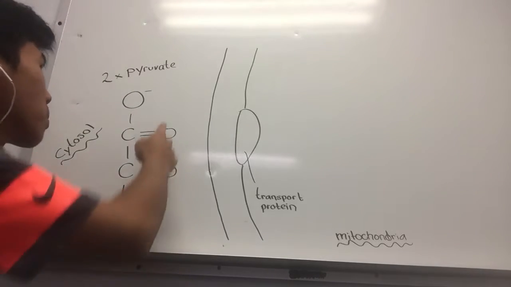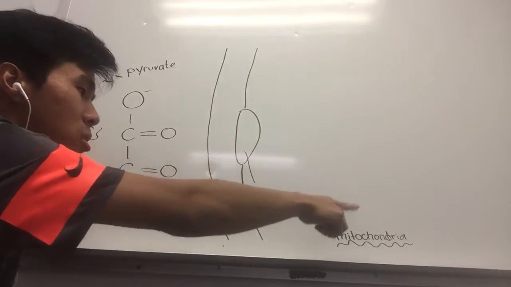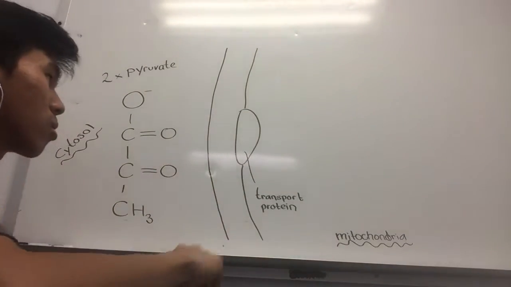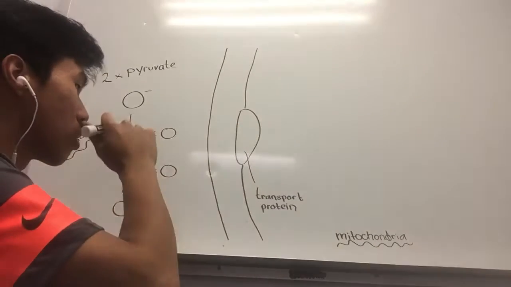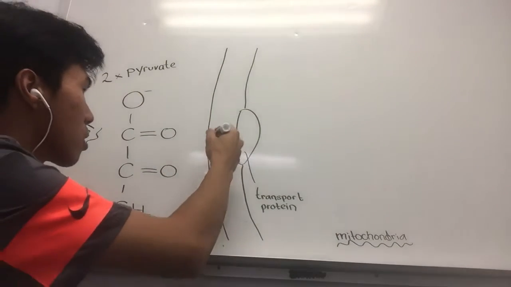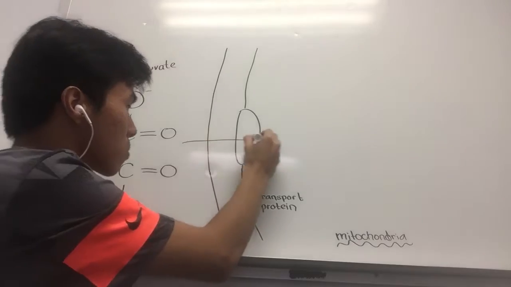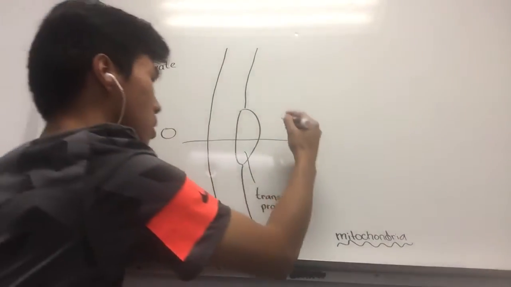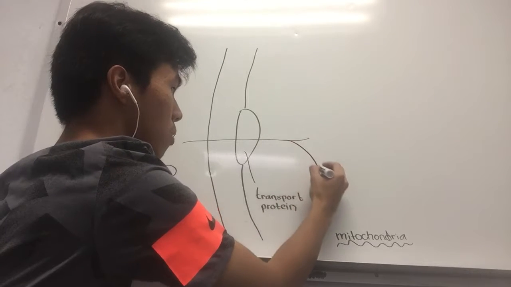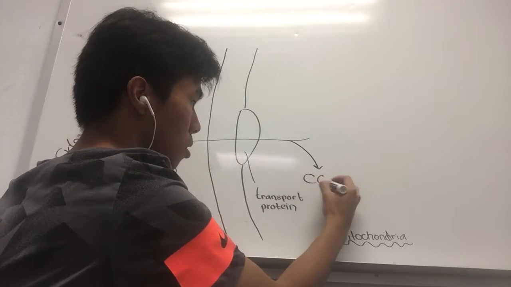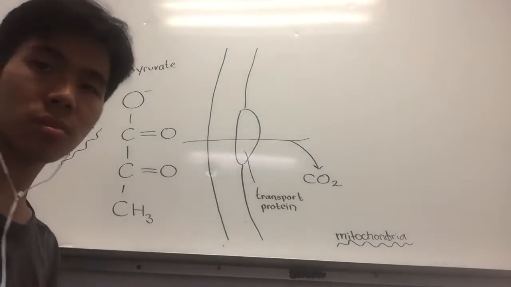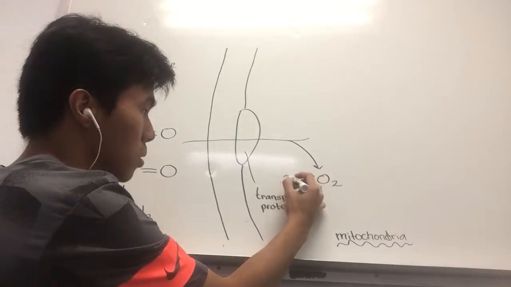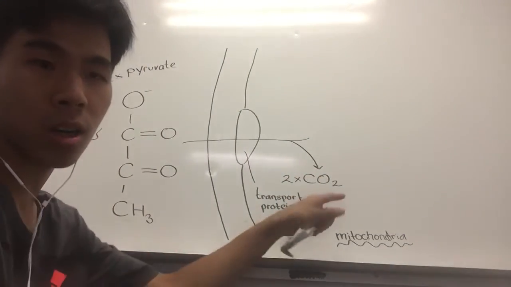The pyruvate is going to enter the mitochondria via a transport protein, which can be found on the membrane. And it's going to enter, and the first thing that's going to happen is it's going to give off a CO2 molecule. Since there are 2 of them, it's going to be 2 carbon dioxide molecules.